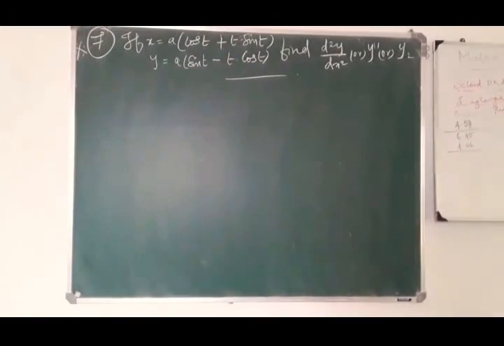Listen here. Seventh question. If x = a(cos t + t sin t) and y = a(sin t - t cos t), find d²y/dx², or y'' or y2. So, last problem, listen here.